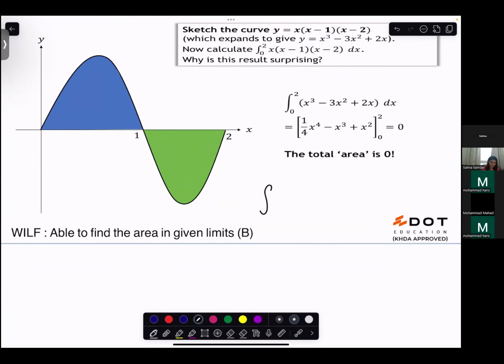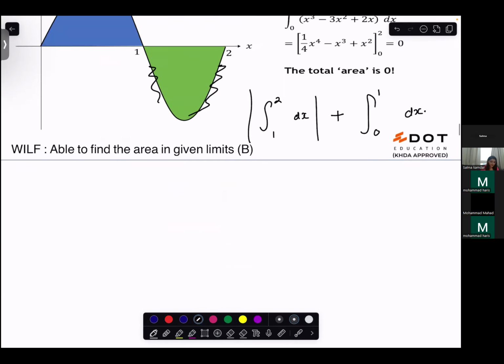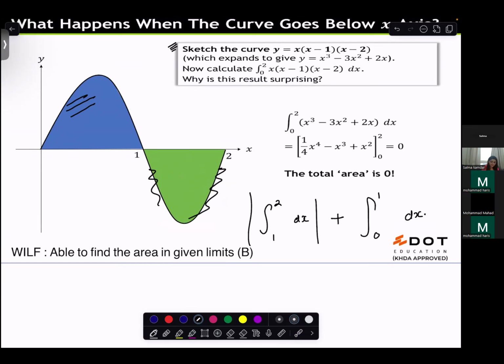So in this case, what am I supposed to do? I will integrate this curve between 2 and 1 with respect to x, but I will take the modulus of it. Are you with me? Plus, I'm going to integrate between 1 and 0 this function, the blue one, with respect to x. In that case, I will get a different answer. Do you want to try for this one?